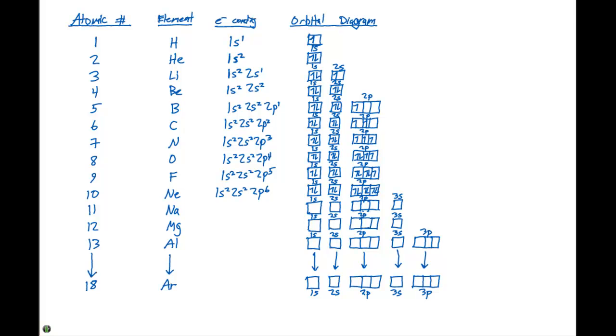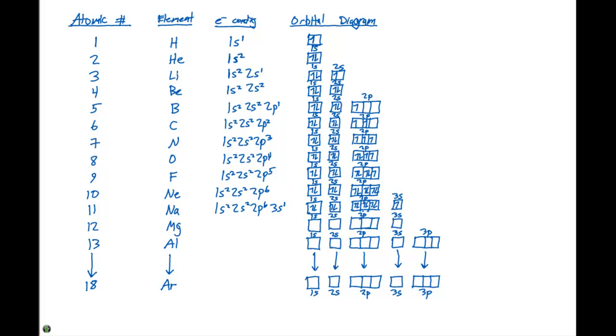So for sodium, we have 1s2, 2s2, 2p6, which is the same electron configuration for neon, but then we need to put one more electron in there, and that's going to go in the 3s orbital, and it's going to be indicated by 3s1. So we'll completely fill the 1s and the 2s, and we'll also completely fill up the 2p, and we have 1 electron in the 3s.